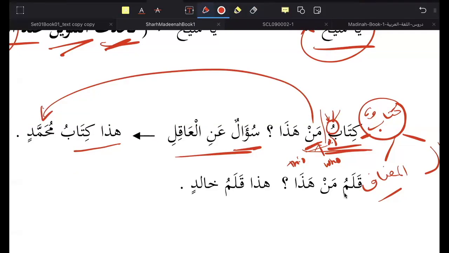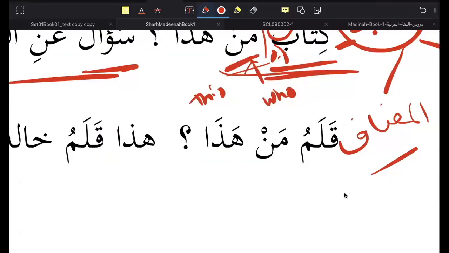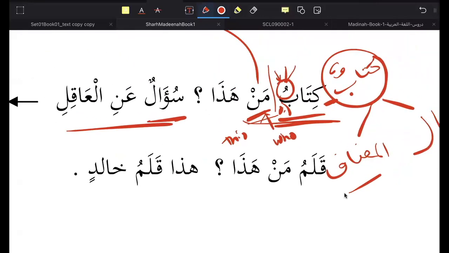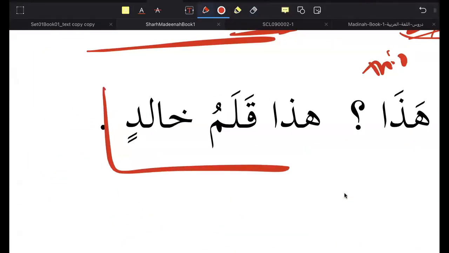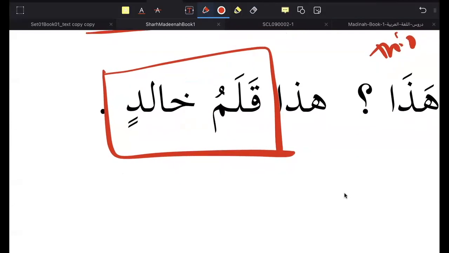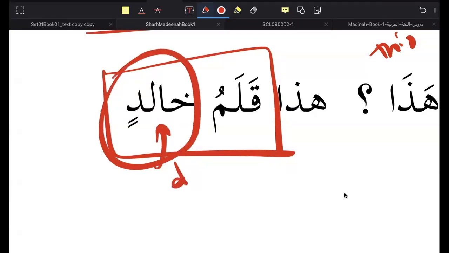A definite noun. Again, don't worry too much about this thing. But let me clarify something. Can somebody just translate this one for me? Just qalamu Khalidin for me quickly. Now, a pen of Khalid. So, and we said Khalid is definite. Are we saying that this one always has to be definite? Is that what we're saying? No, that's not what we're saying.